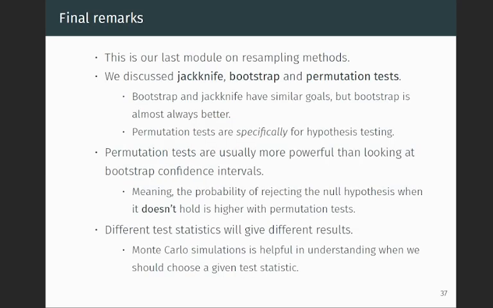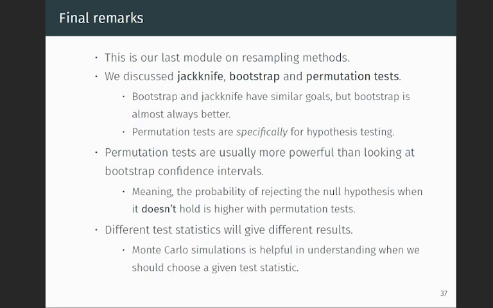Okay, so this concludes the slides on permutation tests. To conclude, I just wanted to make a few final remarks. First of all, this was the last module on resampling methods, and what we discussed in that module on resampling was the jackknife, the bootstrap, and permutation tests. They're very different, but of course they have similarities. Bootstrap and jackknife, for example, have similar goals.